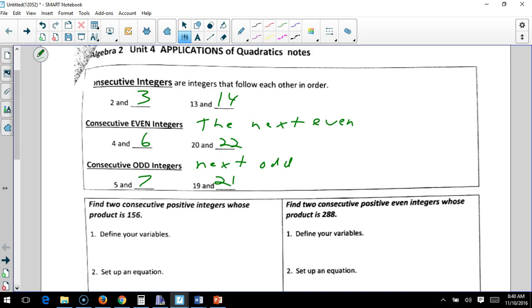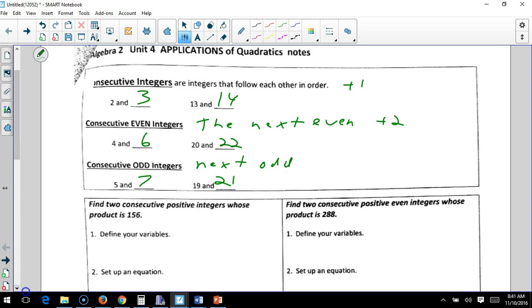So, going back to consecutive integers, think about the difference between the two numbers. Okay? It's going to be a plus 1. So 2 plus 1 is 3. 13 plus 1 is 14. Think about the difference between consecutive evens. It's all going up by 2. 4 plus 2 is 6, plus 2 is 8, plus 2.